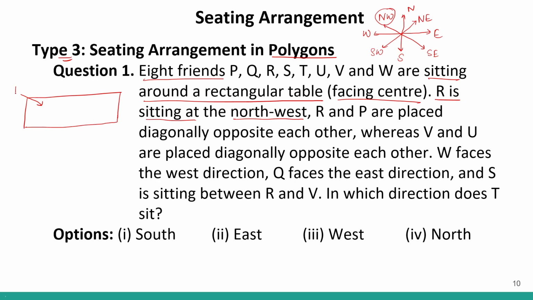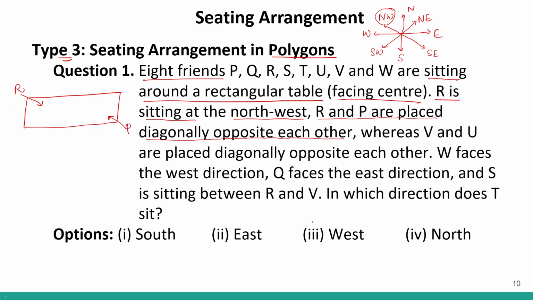So basically, R will be sitting over here at the northwest. And they are facing towards the center, so the direction will be like this. Now it is given to us that R and P are placed diagonally opposite to each other. Diagonally opposite means we will have one over here, which is P. So they are diagonally opposite.